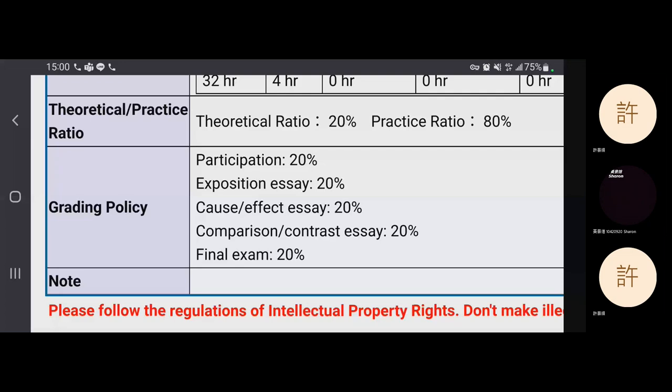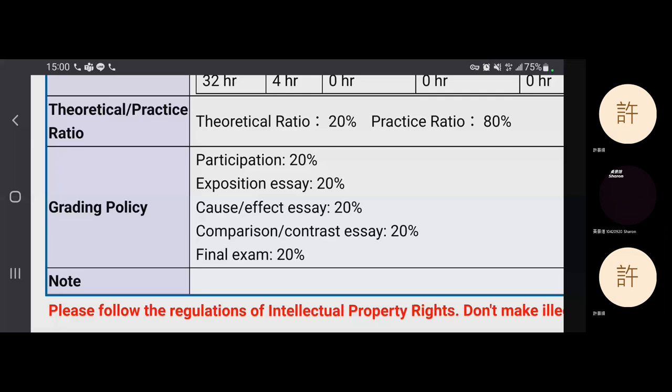And then there will be a coordinated final exam. So on week 18, you guys will take the final exam with everybody else. And that is also worth 20%. Questions so far?